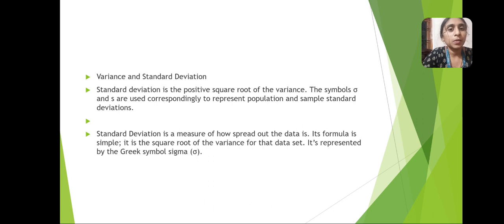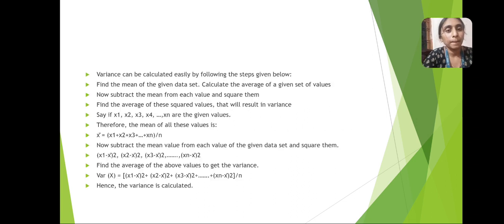The symbols sigma and s are used to represent the population and sample standard deviation, respectively. Standard deviation is a measure of how spread out the data is. Simply, it is the square root of the variance for the data set. It is represented by the Greek symbol sigma. So the standard deviation formula is equal to the root of the variance.